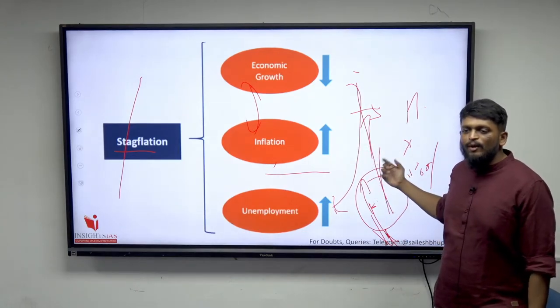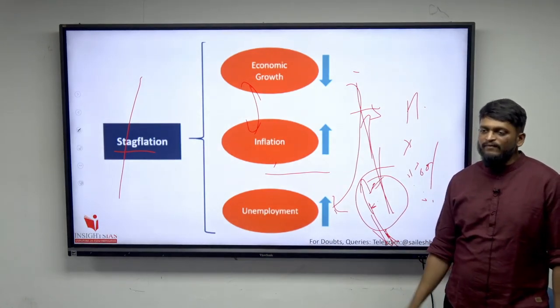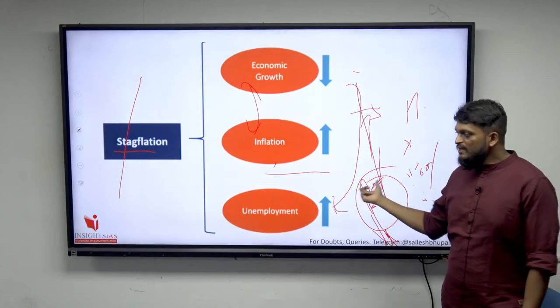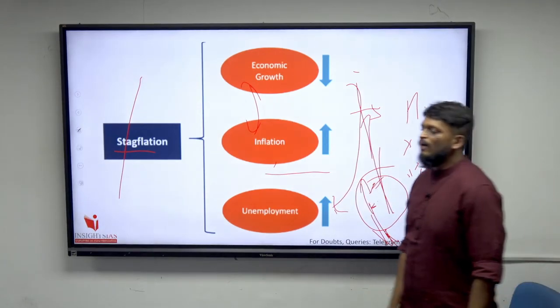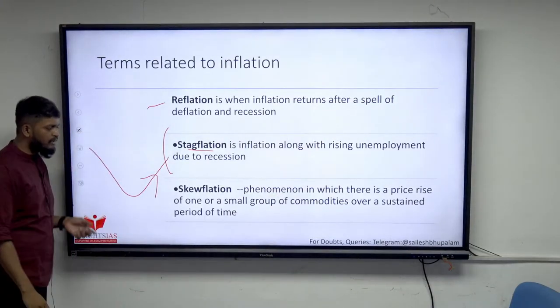At least the inflation problem we have solved. Maybe we are paying for it, but we are not getting into stagflation. You understand? So this is basically stagflation, and how we avoid it is by giving subsidies so that we don't get into it in the first place.